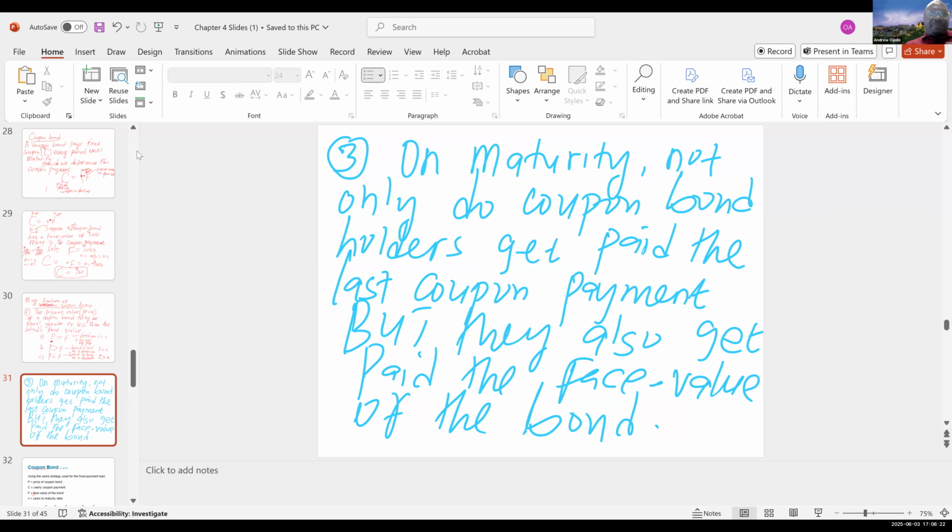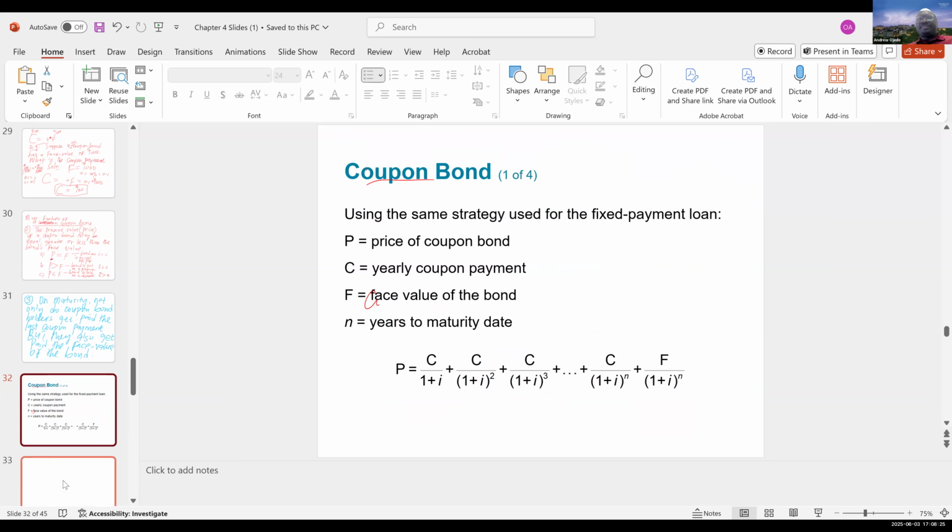So now we can write the formula for a coupon bond. Now let's do it here. If P is the price of a coupon bond, which is the same thing as the present value of a bond, and C is the yearly coupon payment that we talked about, F is the face value, and N is the number of years, then the present value, the price of this bond, is going to be calculated by summing all future discounted coupon payments.